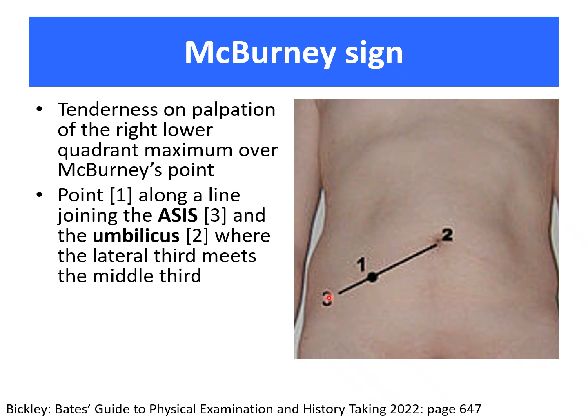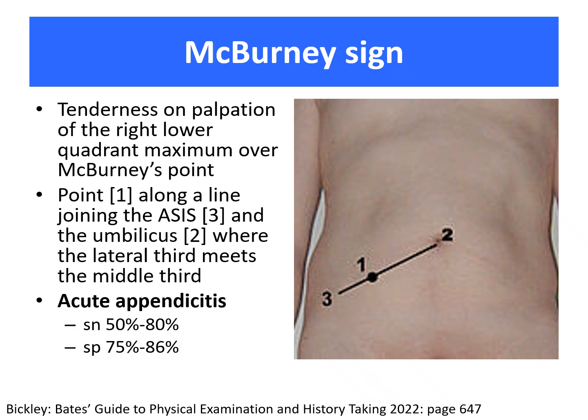If you were asked this in part 4, because you have to demonstrate and visualize, you're going to say, I'm going to find the ASIS, draw an imaginary line connecting the ASIS to the umbilicus. I am going to divide this imaginary line into equal thirds, and where the lateral 1/3 meets the medial 2/3, that is McBurney's point. Now, McBurney's sign is if you have pain that is maximum over that point.